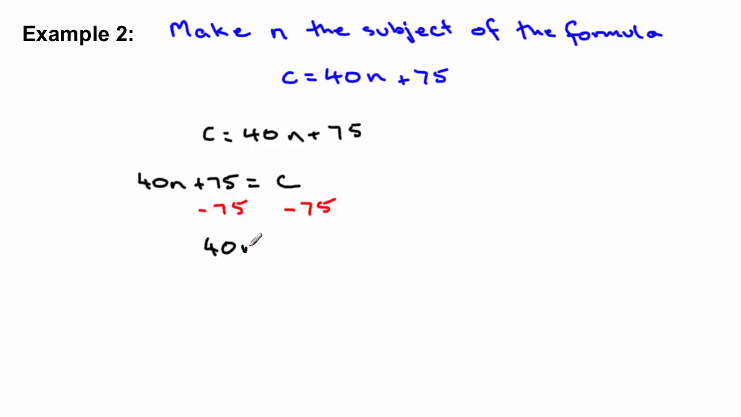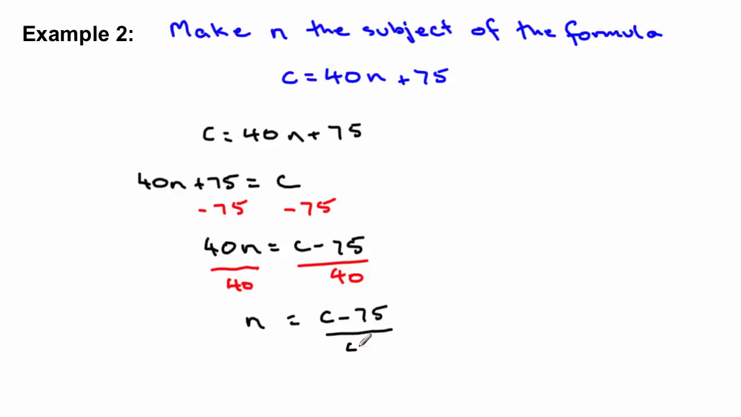And you can see, we're slowly getting rid of the unnecessary numbers or letters on the left-hand side and moving them across to the other side. Our final step is to divide, because this is a times. We're going to divide by 40, and we have to divide the whole side by 40, and we end up with the correct equation with n as the subject. n equals c minus 75, all over 40. And now we're ready to put in the value of c to find n.